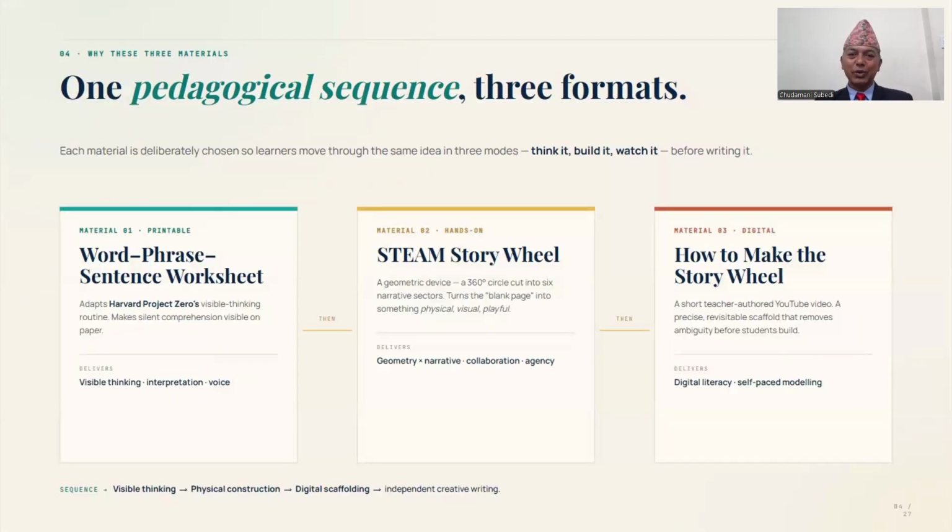On pedagogical sequence, 3 formats. Number 1 is the word phrase sentence worksheet. Number 2 is the STEM story wheel. Number 3 is how to make the story wheel.